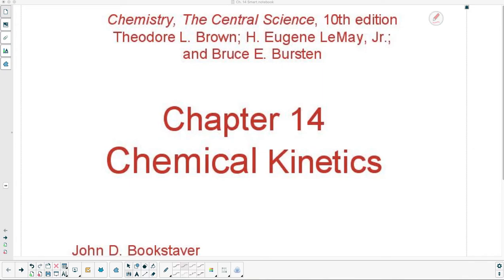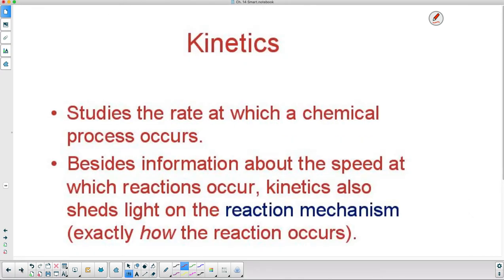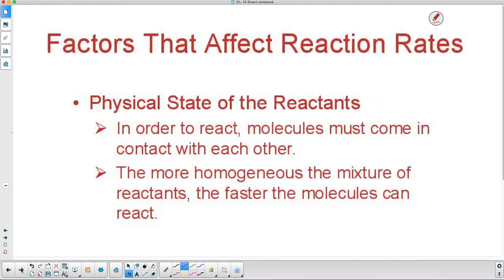This is Notes 14.1, 14.2, Chapter 14, Chemical Kinetics. What is kinetics? Kinetics is the study of the rate at which a chemical reaction occurs, or how fast a reaction goes. Besides information about the speed at which a reaction occurs, kinetics also sheds light on the reaction mechanism, and we'll talk more about that much later on.